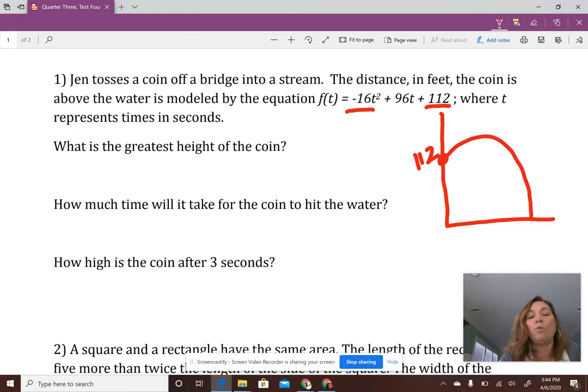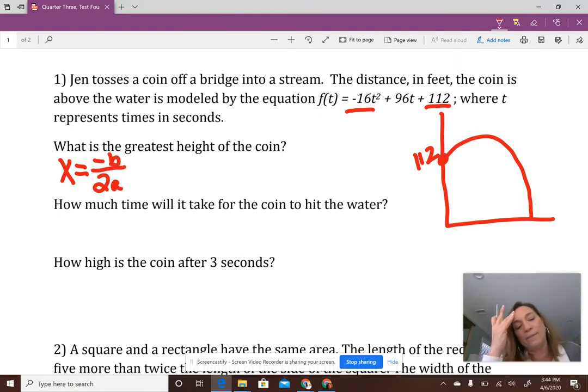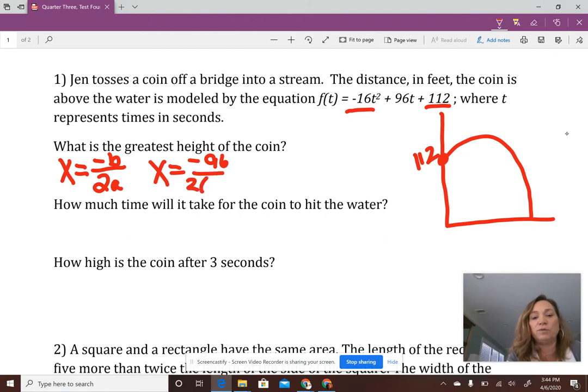Okay. What is the greatest height of a coin? There's a couple ways you can find this, but one of the easiest ways is to do part of the quadratic formula. It's x is equal to negative b over 2a. You skip the plus or minus square root part. So if you do x equals negative 96, because b is 96, over 2 times negative 16, that gives you x equals 3. Now, obviously, that's not the height, but that's the time at which it reaches maximum height.